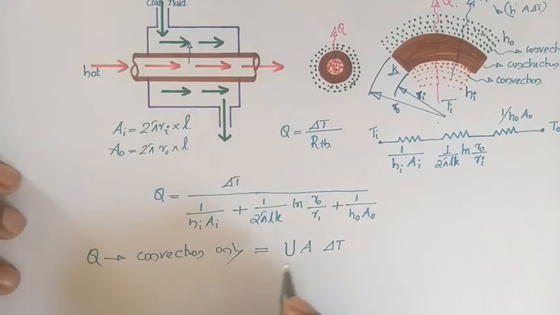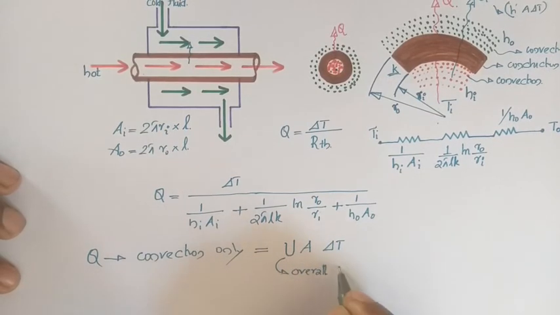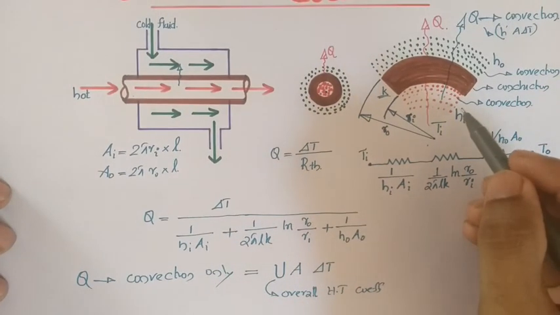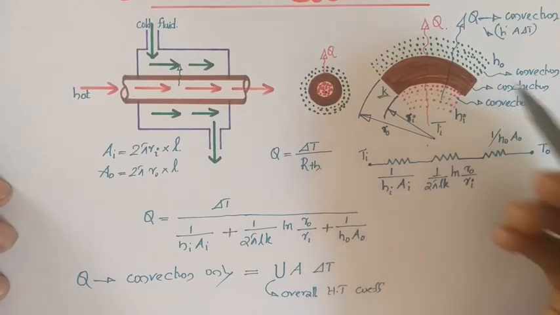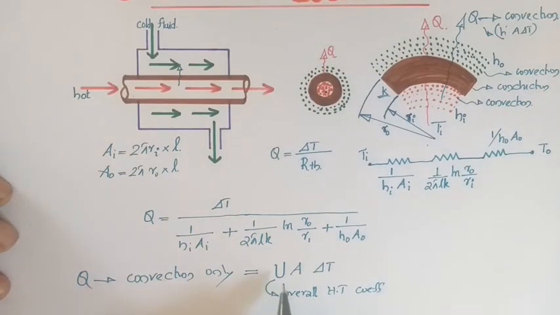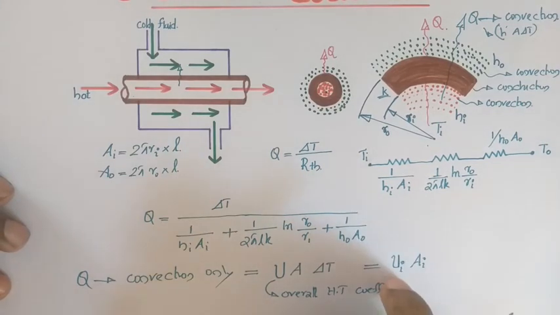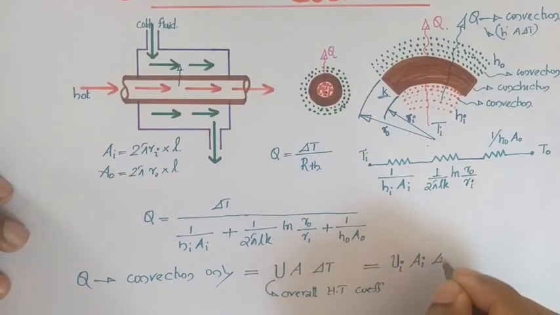So here this U will be known as the overall heat transfer coefficient. See, here two areas are there, inner area Ai and outer area Ao. So you can define this overall heat transfer coefficient with respect to both areas. If you are using the inner area, then this will be known as Ui, the overall heat transfer coefficient with respect to the inner area, Ui Ai into delta T.